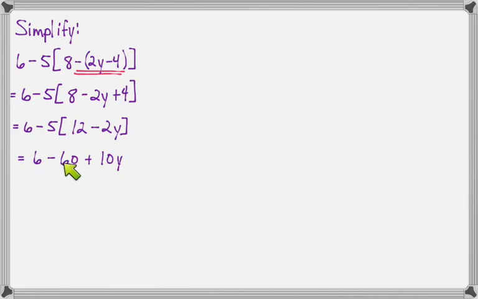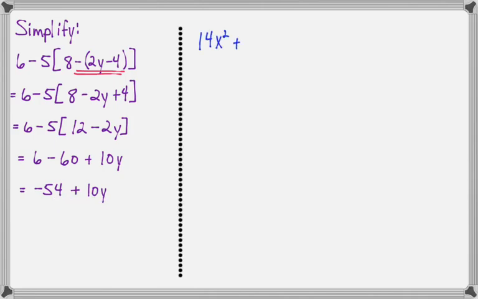Okay, now combine your like terms. 6 minus 60 is going to be negative 54, and you've still got your plus 10y. So we end up with negative 54 plus 10y. One more example together.